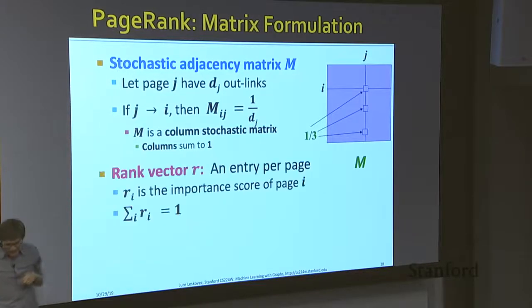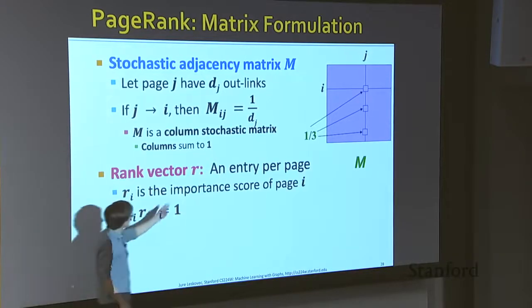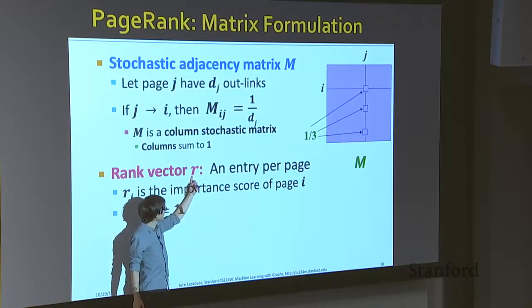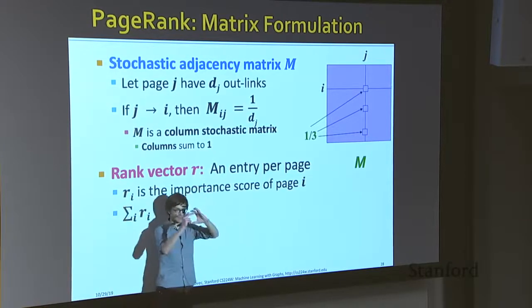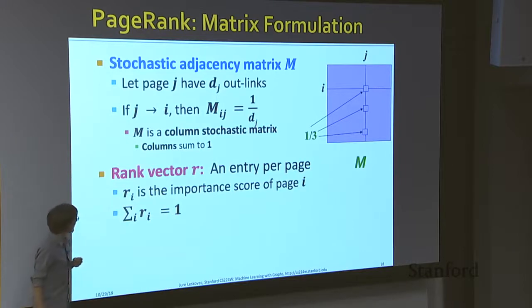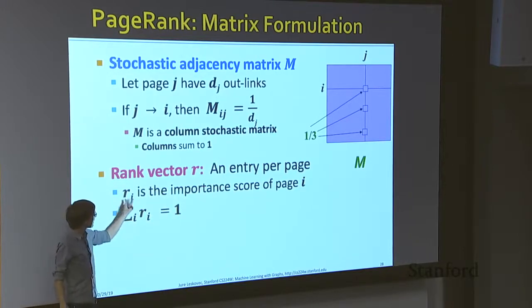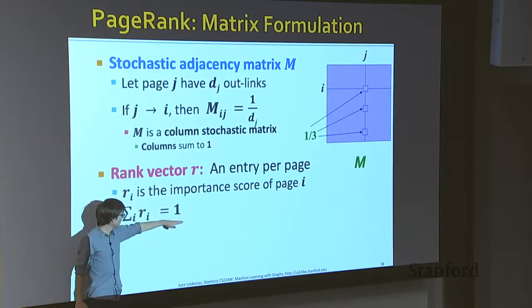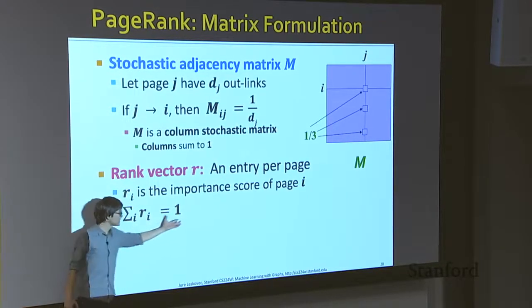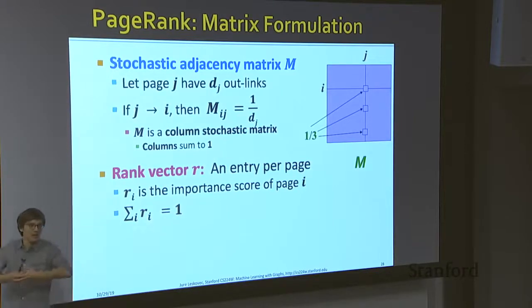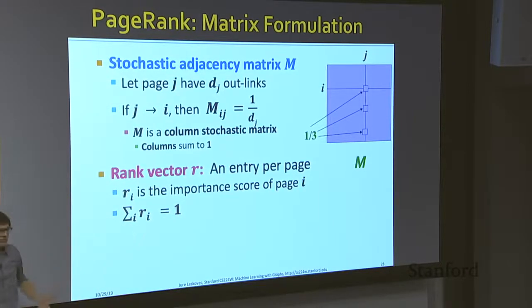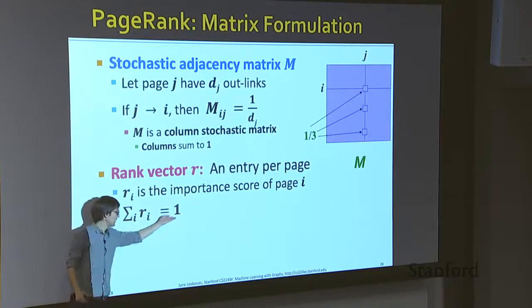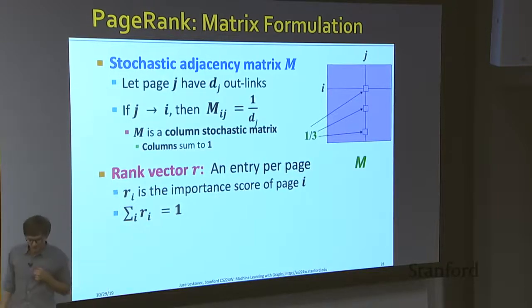Now we define this notion of a PageRank vector r, where I have 1 dimension per page, and entry i of the PageRank vector r is the importance of page i. As I hinted before, we will require that the importances sum to 1, so that we have a probability distribution over the web pages. You can think of it that way.